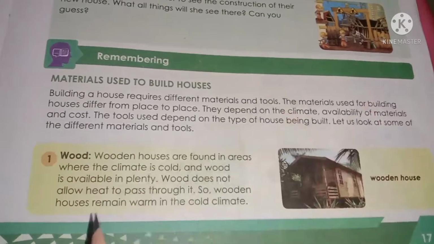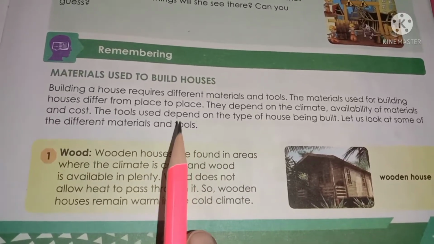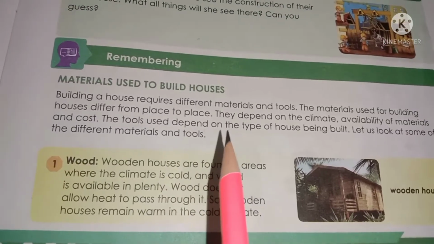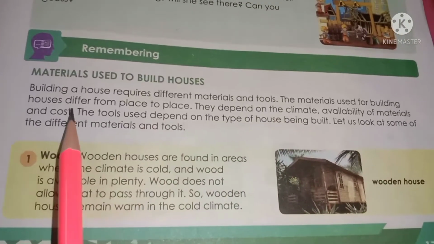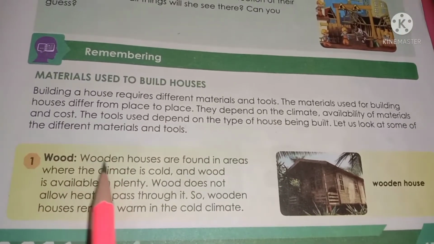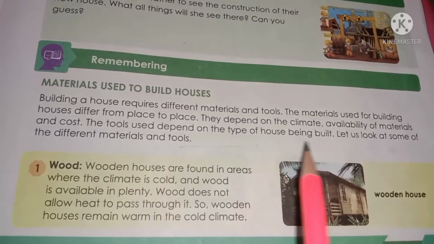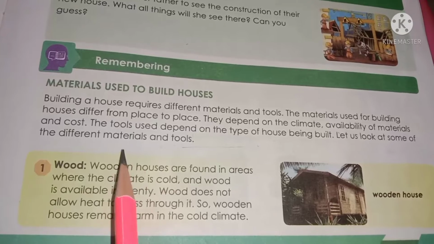Okay children, the materials used for building a house differ from place to place, according to the climate, the availability of that material and the cost of the material. The tools used depend on the type of house being built. So let us have a look at some of the different materials and tools, children.